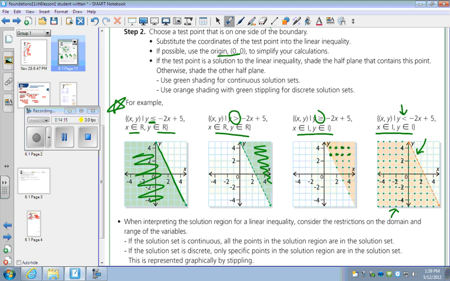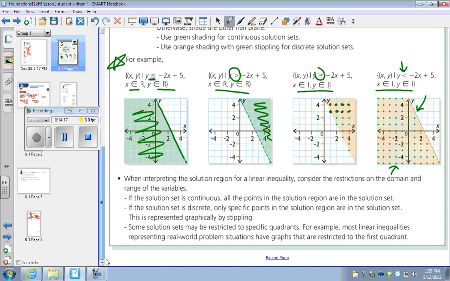Good idea to do lots of practice questions. Look in the back, there's a colored answer key that's going to help you out. And don't be afraid to ask me for help if you need it.